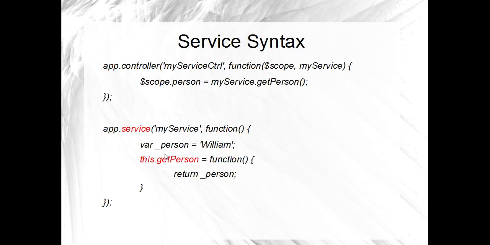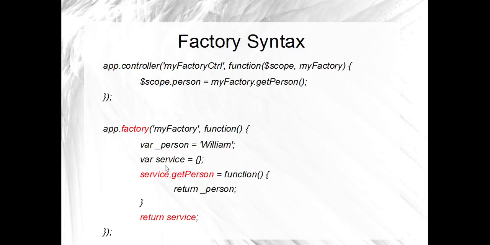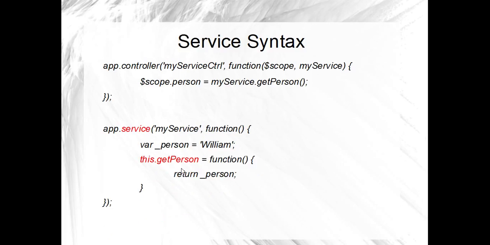So instead of having a different service variable here and assigning a function to that, you could actually assign the function directly to this keyword. So here it would be like this.getPerson would be returning the _person value. So when you're actually trying to access this within the controller, it would be myService.getPerson. This would be nothing but the this.getPerson here directly. So these are the subtle differences when you try to compare the factory and service approach.